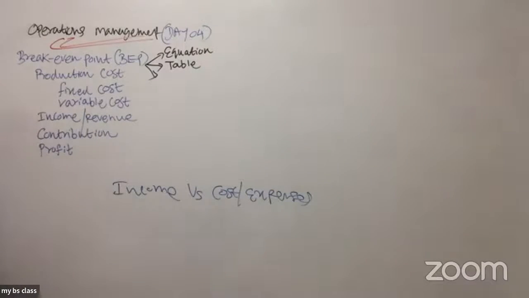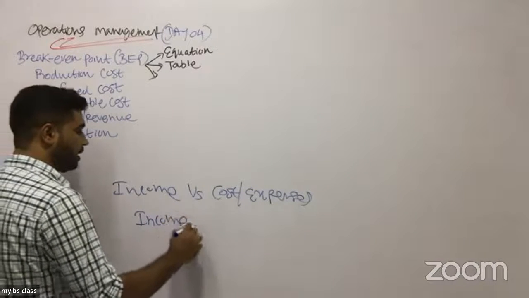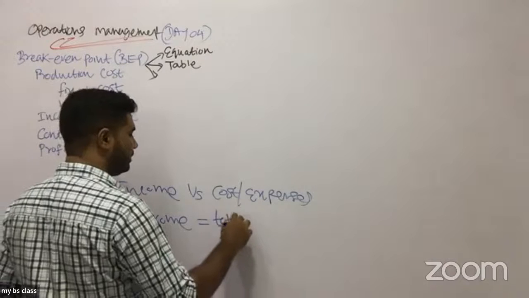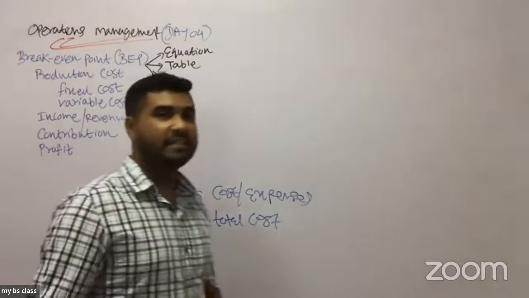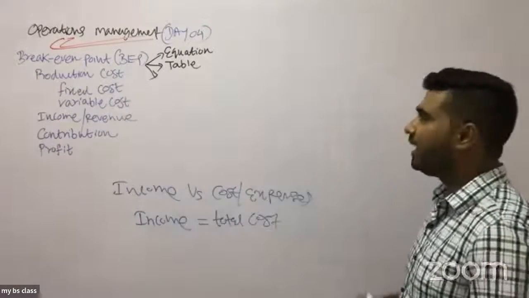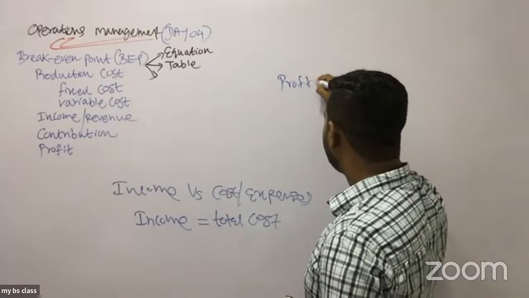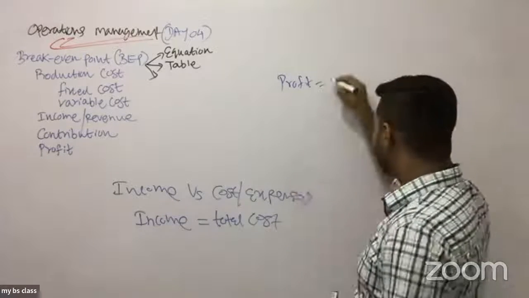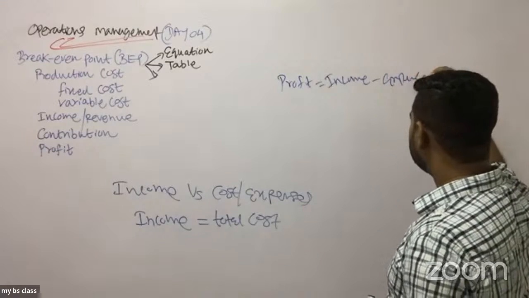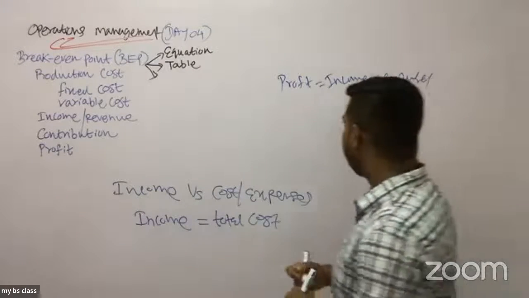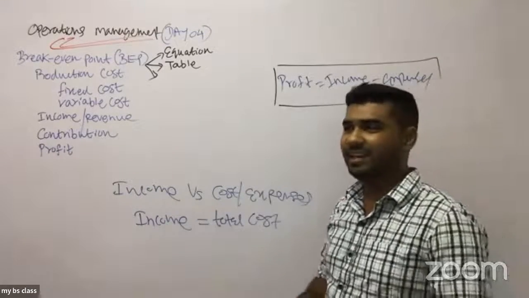Right? So this is a place where your income equals your total cost or your total expense. Now, as you know, this simple equation, right? Profit equals your income minus your expenses, right? This is a simple equation. Even a grade 5 student knows, I guess, right?